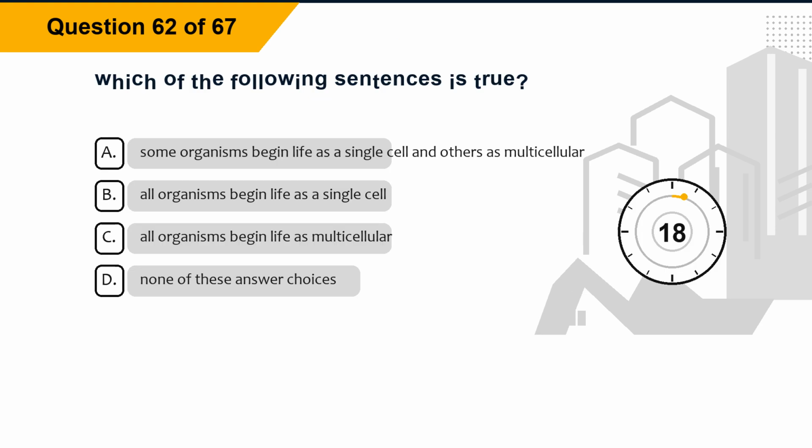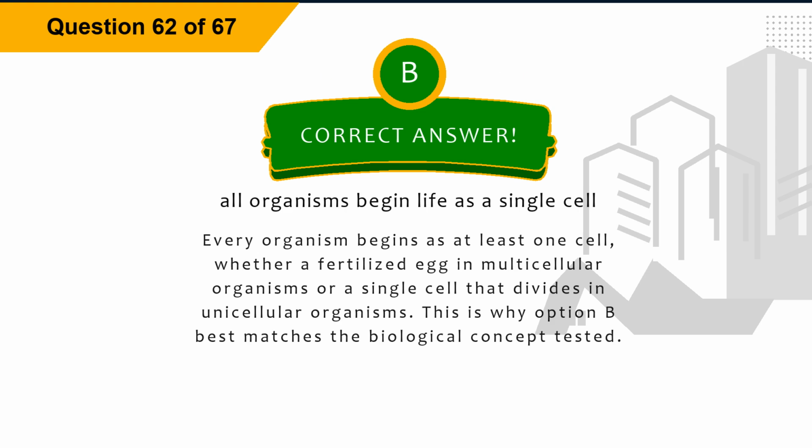Question 62. Which of the following sentences is true? Option A, some organisms begin life as a single cell and others as multicellular. Option B, all organisms begin life as a single cell. Option C, all organisms begin life as multicellular. Option D, none of these answer choices. The correct answer is option B, all organisms begin life as a single cell.